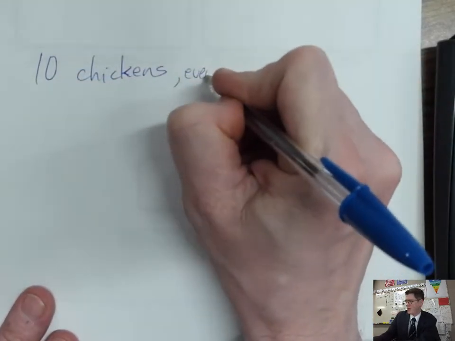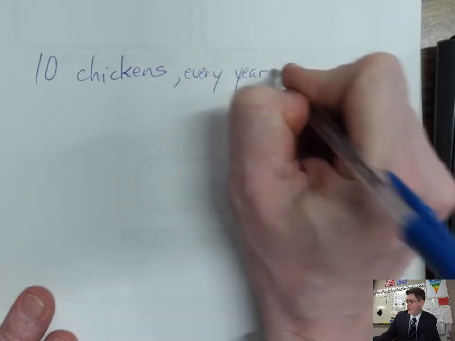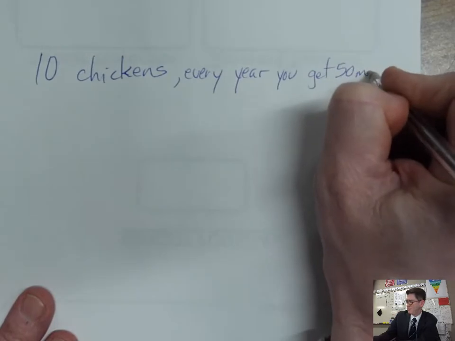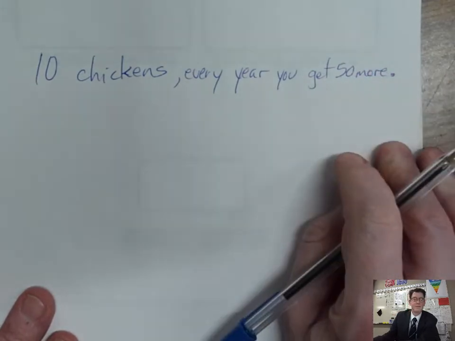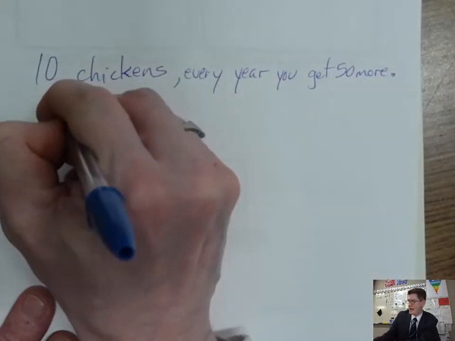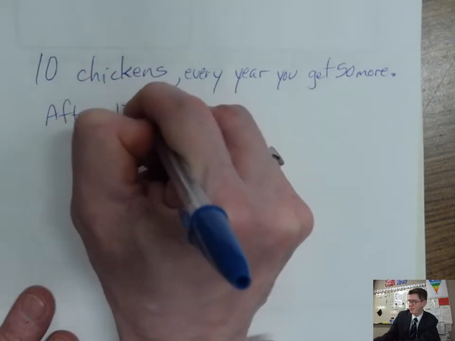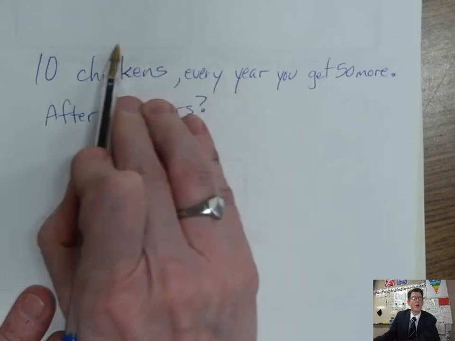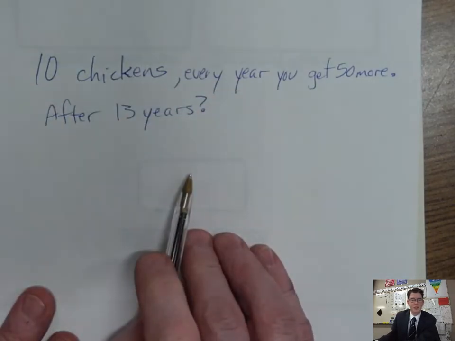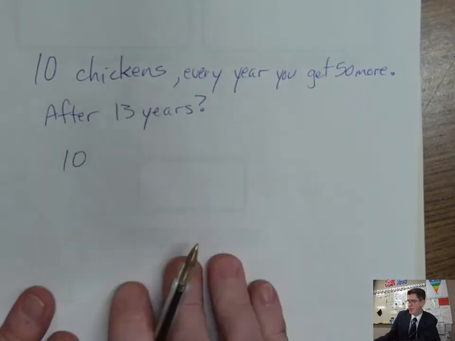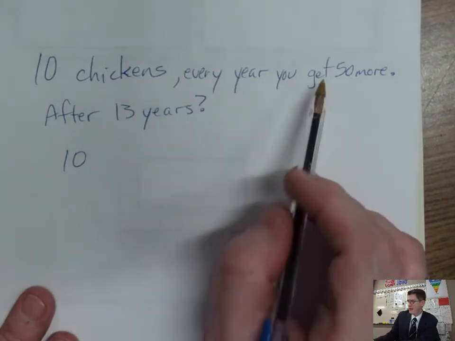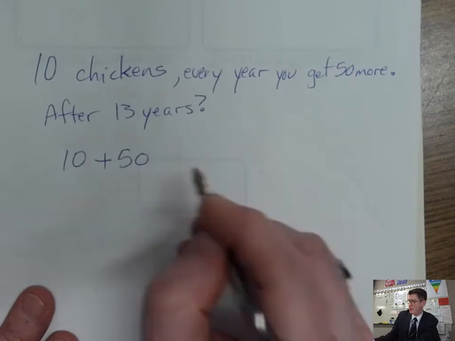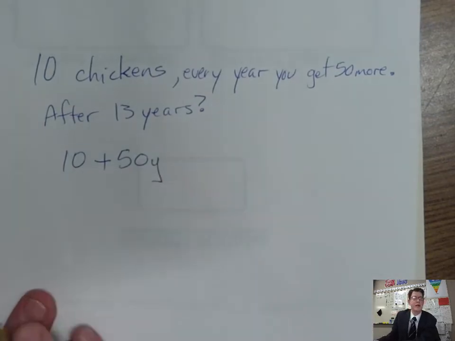And every year you get 50 more. How many will you have after 13 years? Well, you're turning these words into a mathematical expression. So you start with 10 chickens, and every year you add 50 more. So that's 50 more times every year.